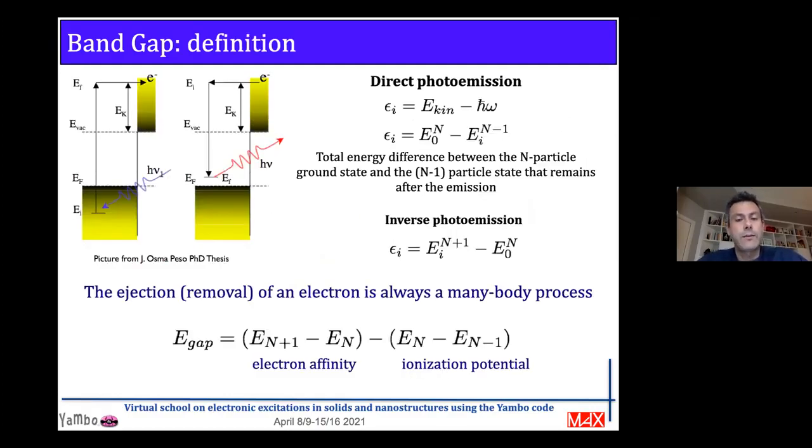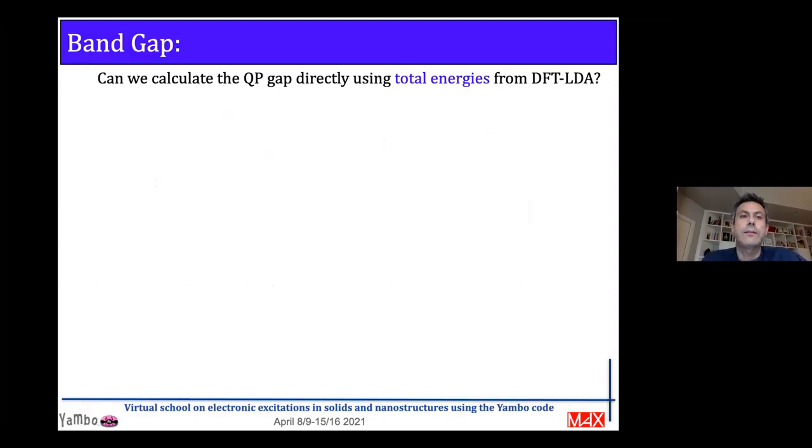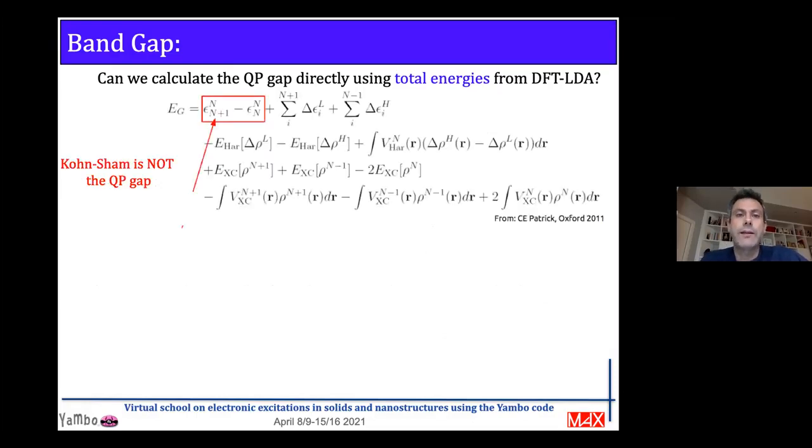So again, let's look at what exactly the gap is, as measured from direct and inverse photoemission experiments. It is the difference between electron affinity and ionization potential, and by their definition, you can recognize that the ejection or removal of an electron is always a many-body process. So the question is, can we calculate the gap directly using a total energy from DFT? The answer is yes and no at the same time.